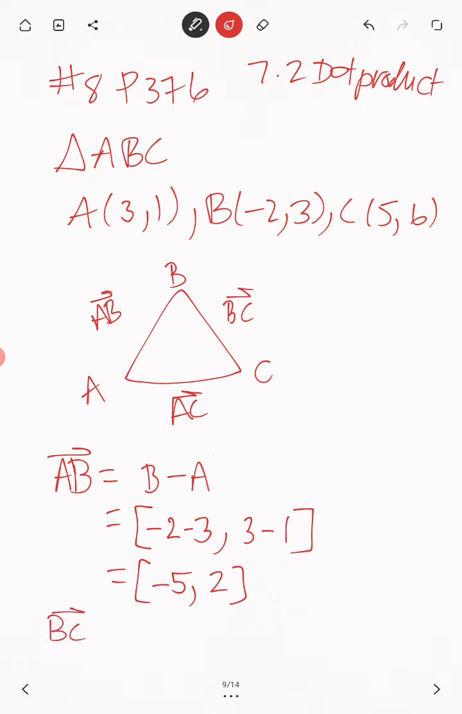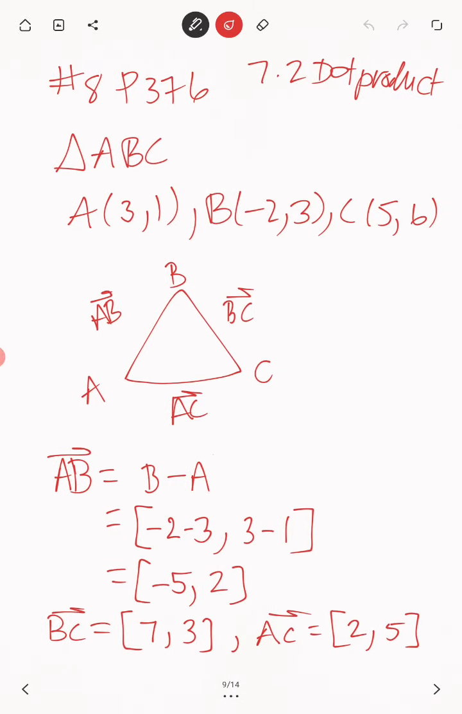And now that I've shown you the process, I'm just going to quickly do the other ones in my head. So vector BC is going to be 5 minus -2, that would be 7 and 3. And vector AC is going to be C minus A, which is 2, 5. So we now have the vectors that describe each side of the triangle ABC. And what we want to know is, is there a right angle in this triangle? We need to check if any of the dot products of those sides are 0.